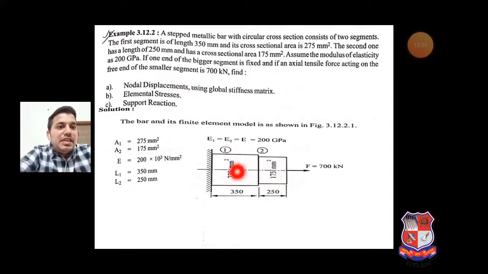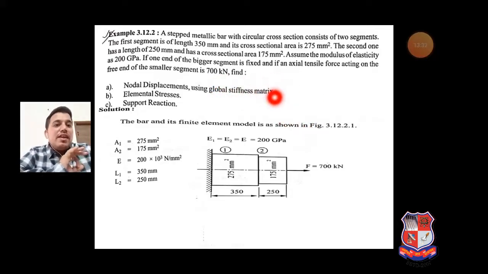So here E1 is equal to E2 is equal to E. If they had said that the two metallic bars have different materials, then the properties E1 and E2 would be different. Here it is the same material, that's why E1 = E2 = E. Now one end of the bigger segment is fixed, and the axial tensile force acting on the free end of the smaller segment is 700 kN.